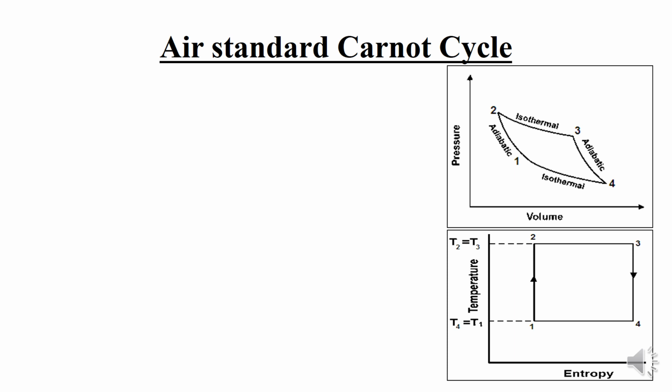The corresponding TS diagram is shown here. 1 to 2 is the reversible adiabatic process, hence it is a straight line, and there is no entropy change, so S2 minus S1 equals 0. Next, 2 to 3 is the isothermal process, at constant temperature, T2 equals T3. 3 to 4 is once again a reversible adiabatic process, also called an isentropic process, and 4 to 1 is the isothermal process.